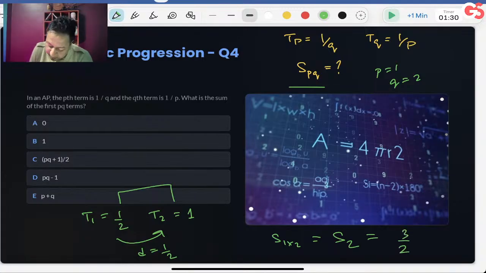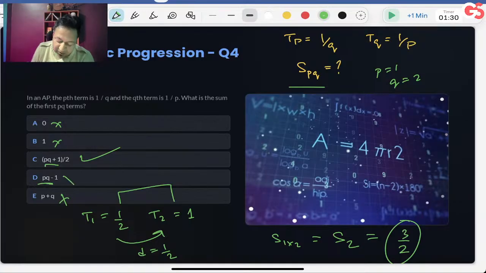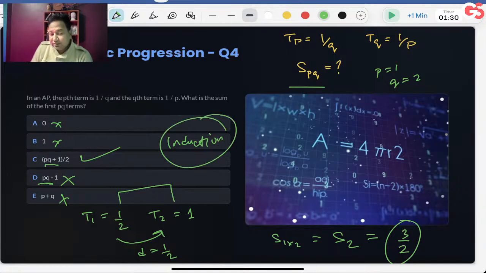How can I find 3 by 2? In which of the values can I find 3 by 2? Not 0, not 1. PQ plus 1: if I put P as 1 and Q as 2, 2 plus 1, 3 by 2, yes, that's correct. 1 plus 2 is 3, divided by 2. This is called the principle of mathematical induction. By using this, you can solve the question in just 20 seconds.